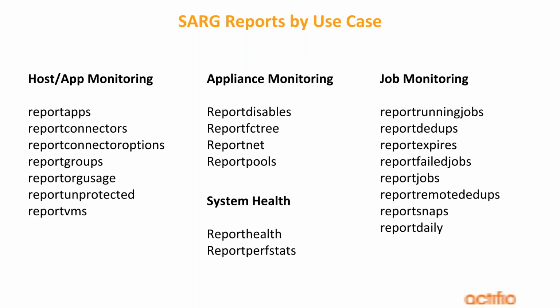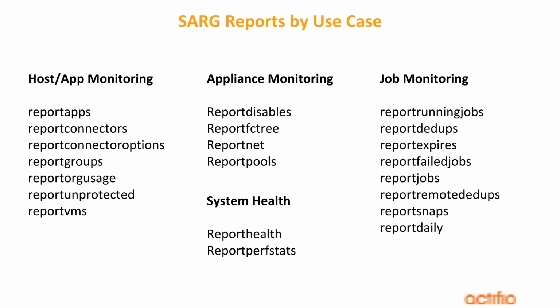Report dedupes, exactly what it sounds like, tells you about all the data that got deduped in the last 48 hours. Again, we can use a -D1 for 1 day, -D3 for 3 days. Report failed jobs, always a good one to take a look at. And these are all 48 hours by default.